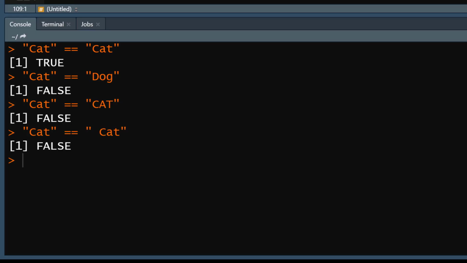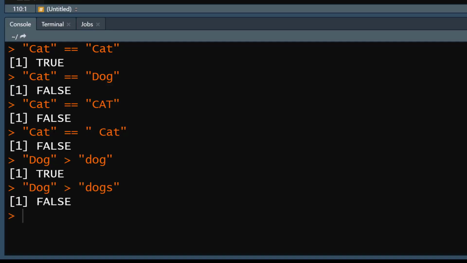Other logical tests also work with text data, but the rules are sometimes really hard to understand. So for example, I could look at whether or not dog with a capital D is greater than or less than dog with a lowercase d. It turns out that's true. But then if I modify that just slightly and look at whether or not dog with a capital D is greater than or less than dogs with a lowercase d, I get a false. So just adding that s onto the end changes the result from true to false. There's very precise rules behind this in R, but the fact is sometimes they're really hard to understand.